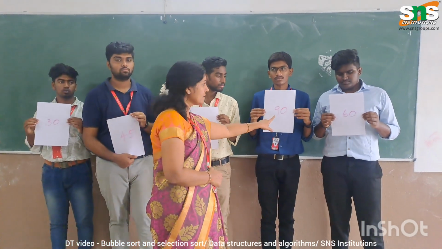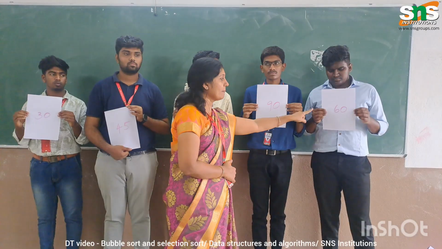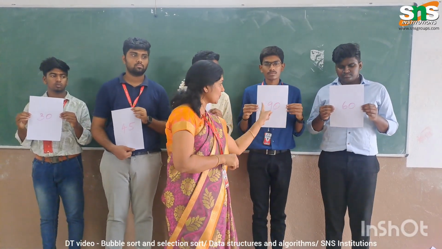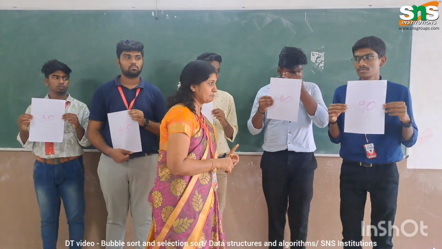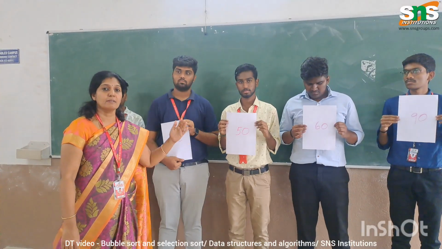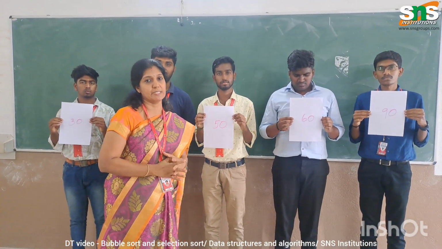The same way, next assume 90 is going to be the smallest element. 90 is compared with 60. 60 is smaller, so we have to swap 60 and 90. Okay, now the elements are sorted. This is how the bubble sort as well as our selection sort works. Thank you.